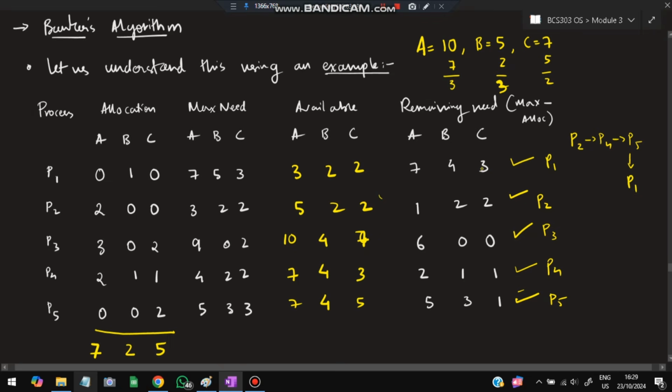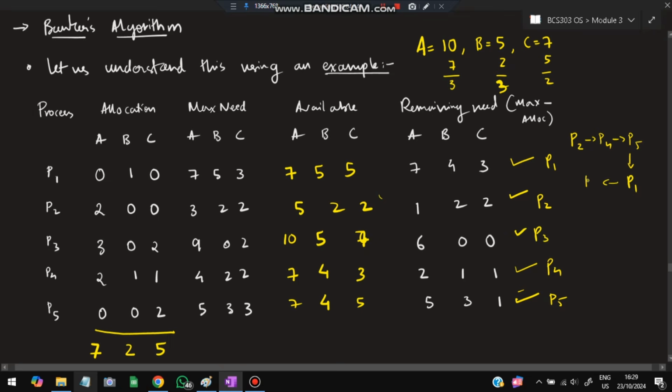P1 will be executed, and when P1 is executed, 010 will be released. When 010 is released, at that time the number of resources available will be 7 5 5. Okay, from here 7 4 5 it will be 7 5 5. And after P1 only P3 will be remaining, and P3 will also be executed. 755 will satisfy 600. So 302 will be released, so it will get added up here. In 302 it will be 10 and it will be 5 here, and 5 plus 2 it will become 7. Last it will execute P3.